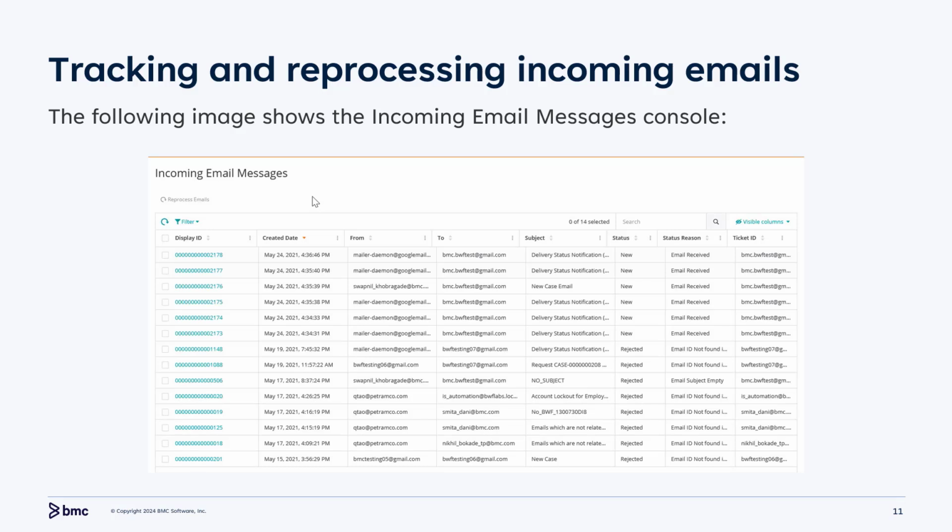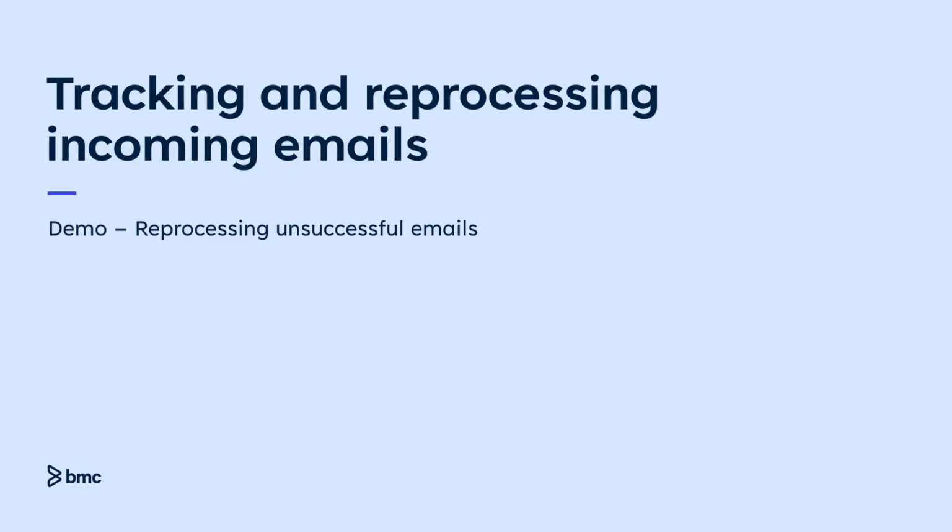Then in the status reason we have different status reasons like email received, ticket created, exclusion, etc. So after that, now I'm going to show how you can reprocess unsuccessful emails. As a case business analyst, you can check the incoming email messages console and you can reprocess those unsuccessful emails.